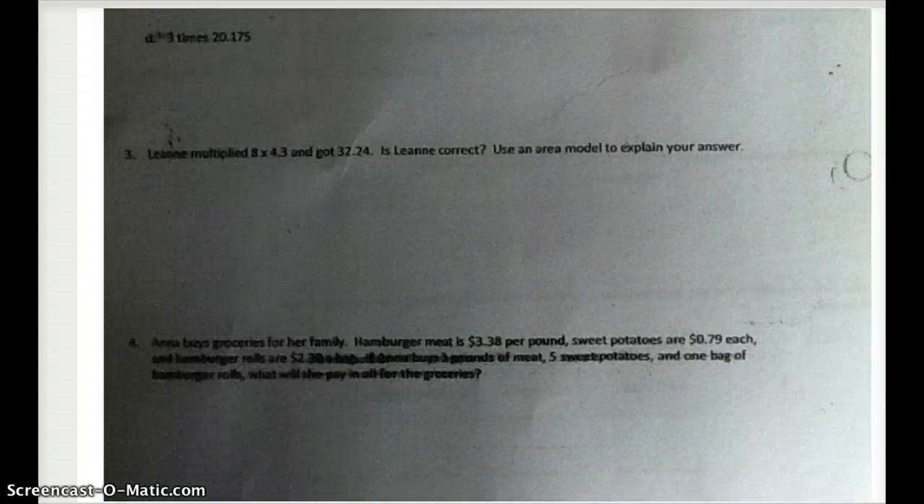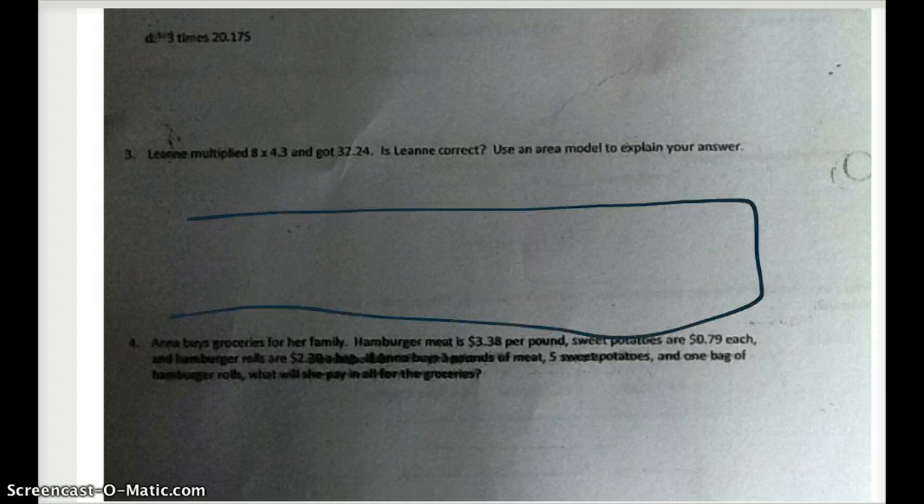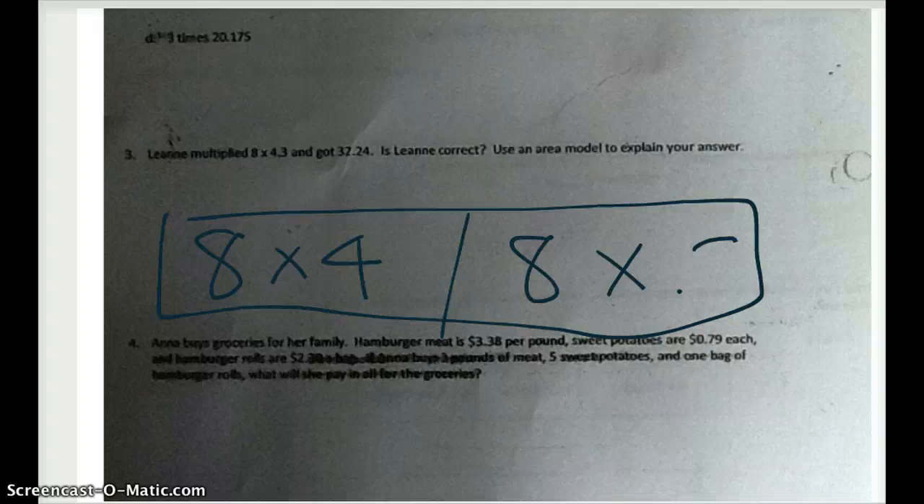Leanne multiplied 8 times 4 3/10 and got 32.24. Is Leanne correct? Use an area model. So you should use a model that looks like this. 8 times 4, 8 times 3/10. I want you to do that multiplication and see what Leanne did right or wrong, and tell me how she is right or wrong.